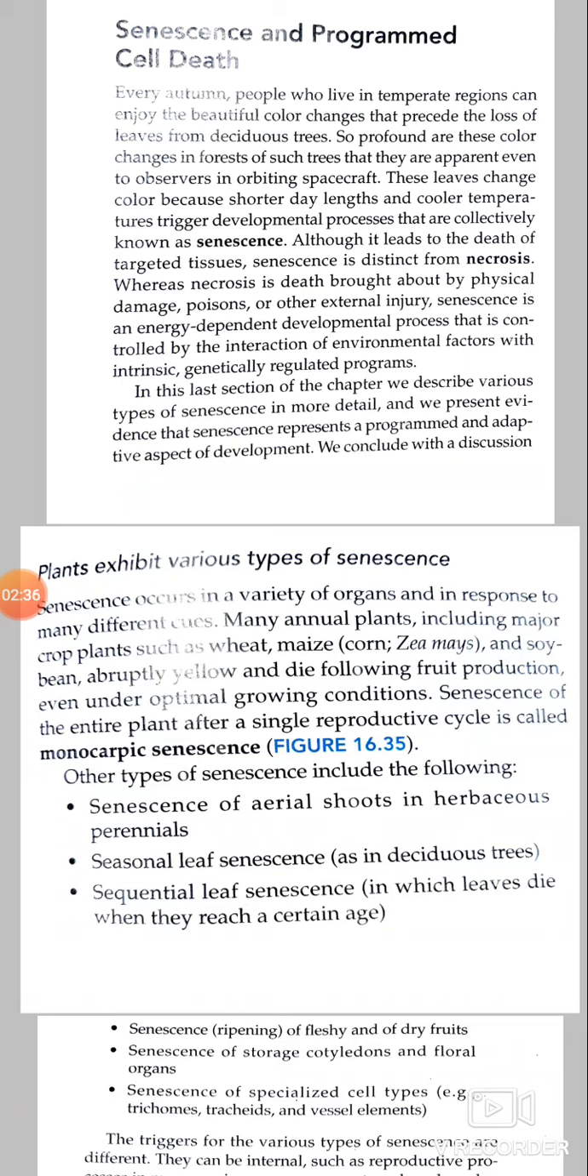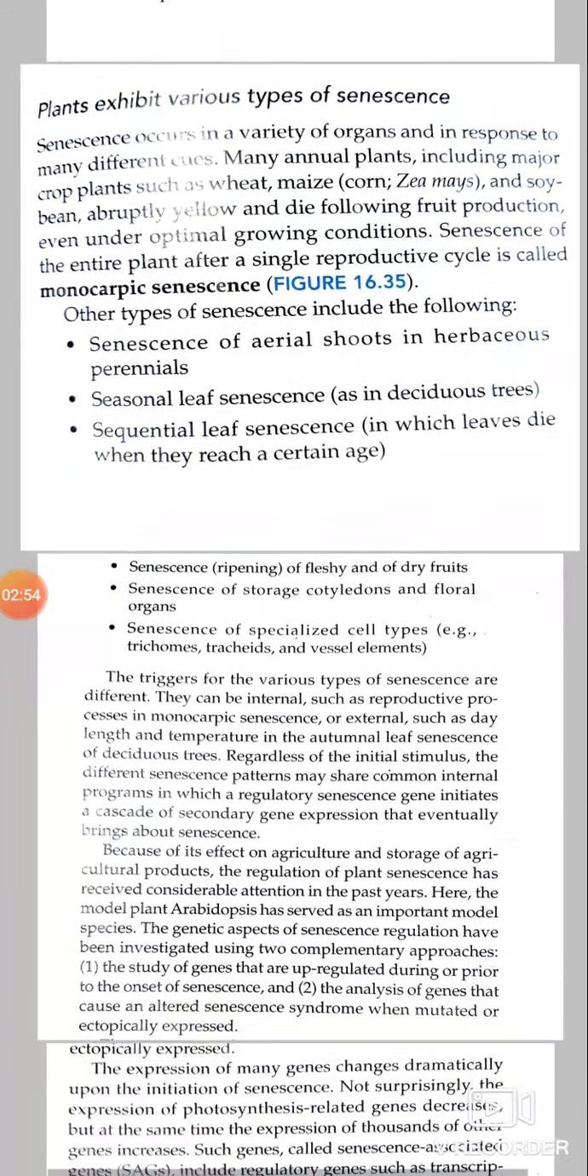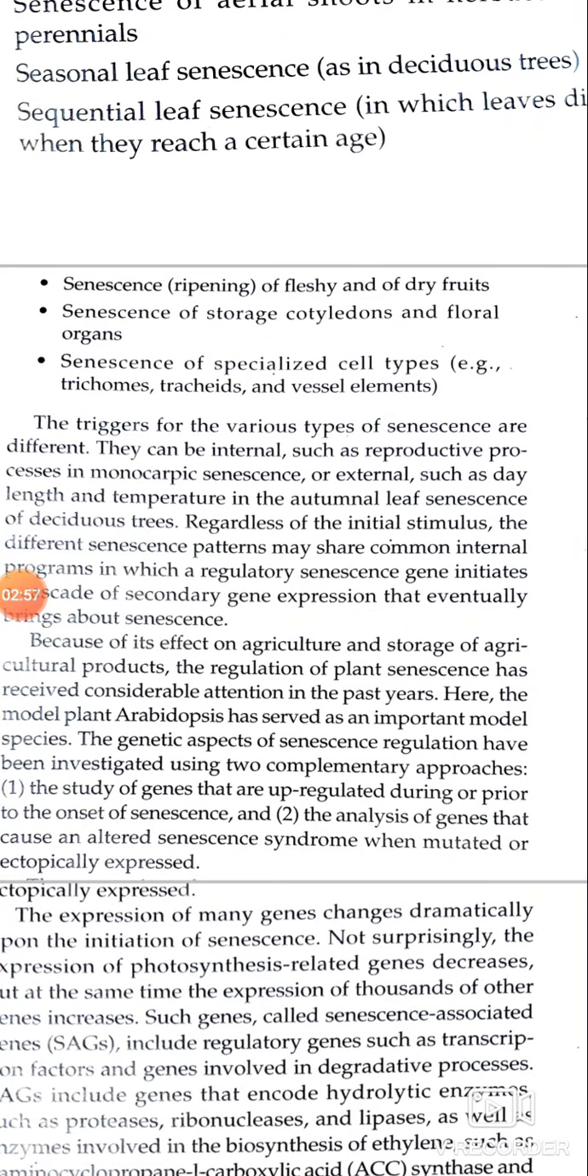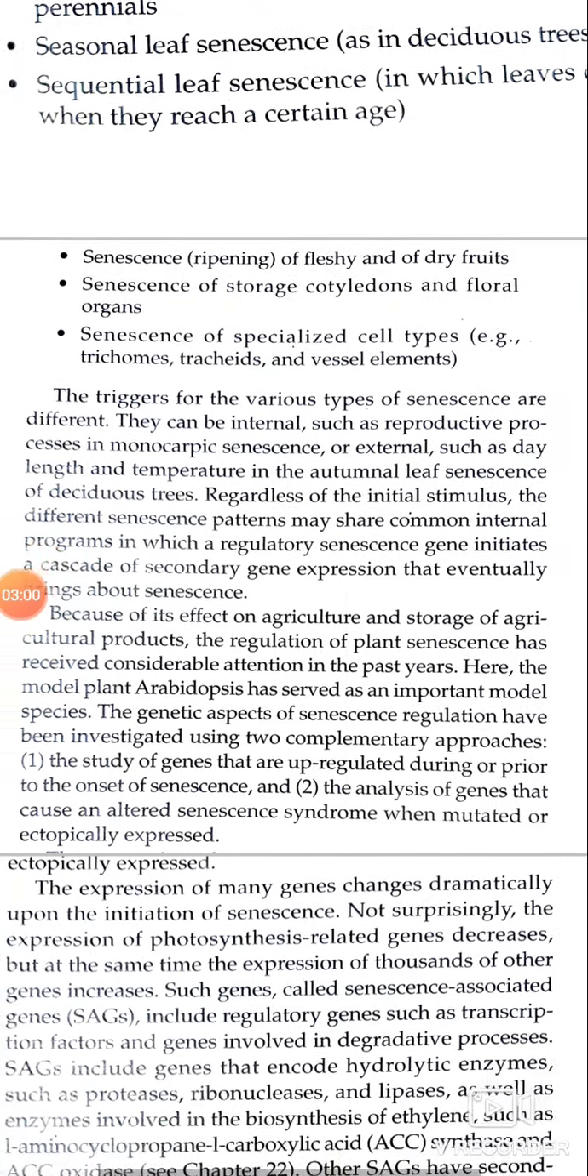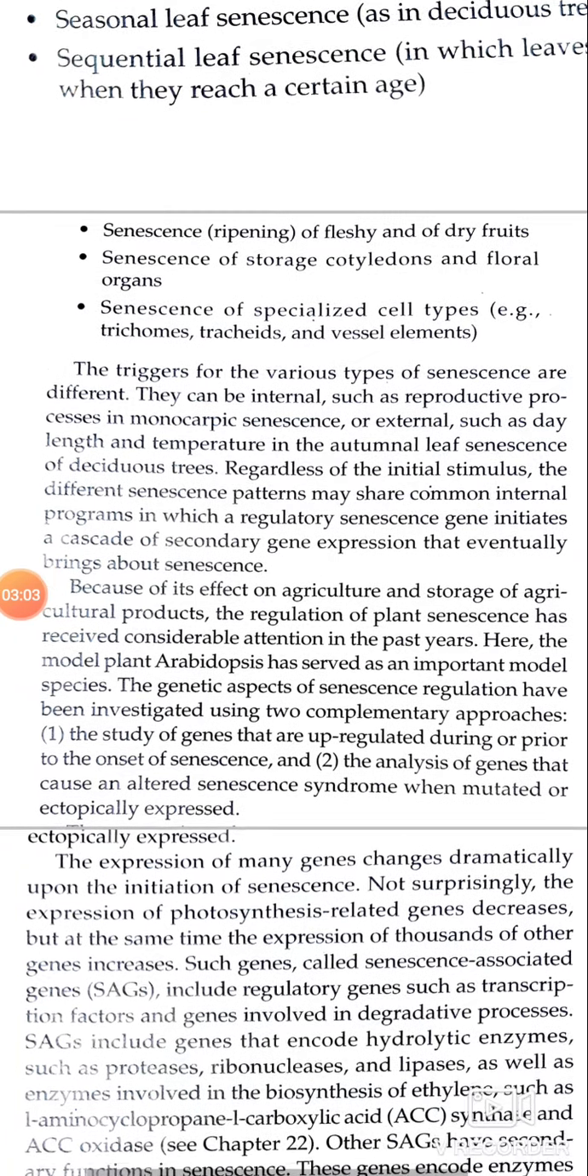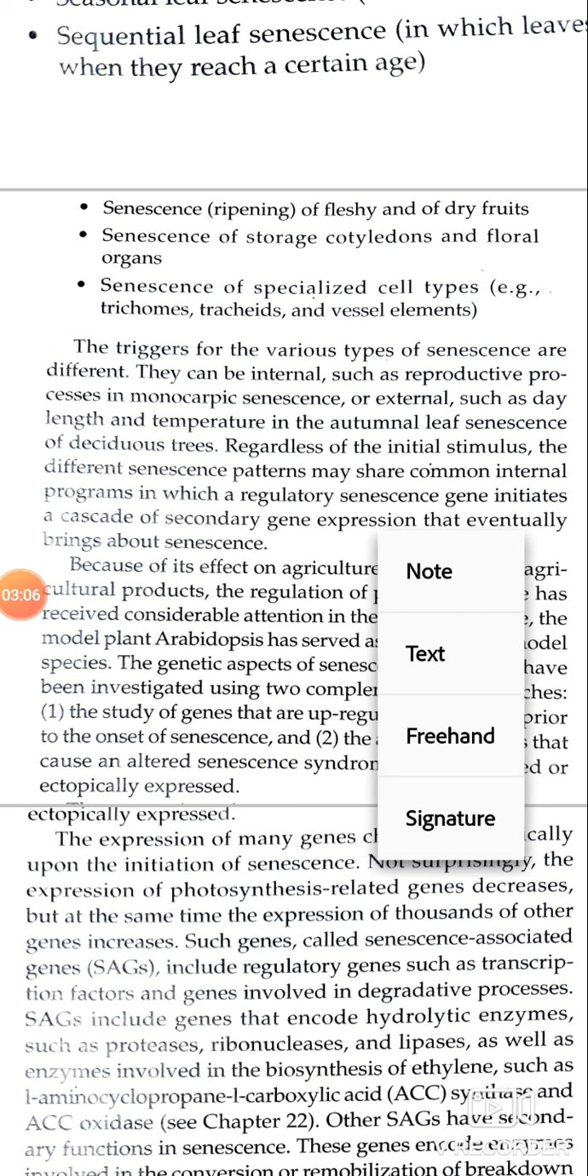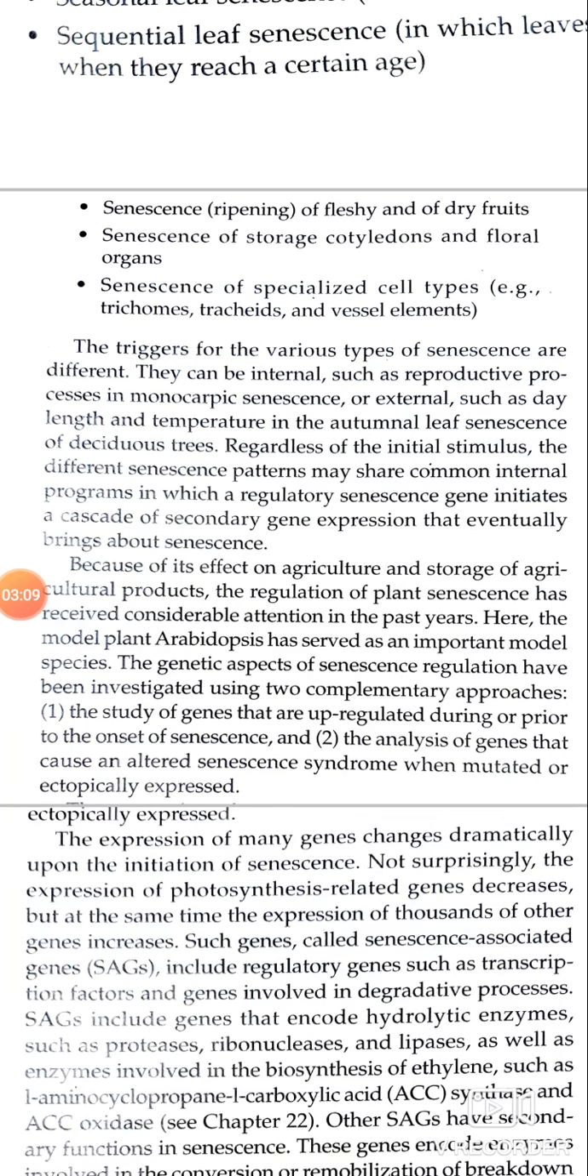senescence of aerial shoots in herbaceous perennials, seasonal leaf senescence as in deciduous trees, sequential leaf senescence in which leaves die when they reach a certain age, senescence ripening of fleshy and dry fruits, senescence of storage cotyledons and floral organs, and senescence of specialized cell types like trichomes, tracheids, and vessel elements.